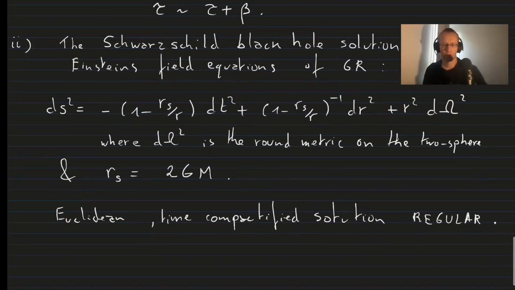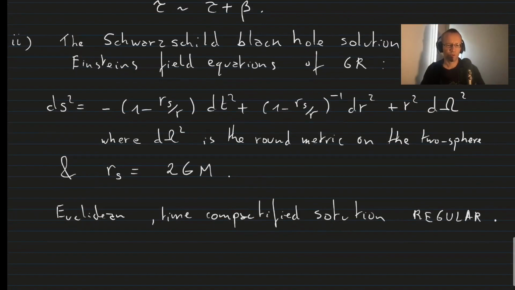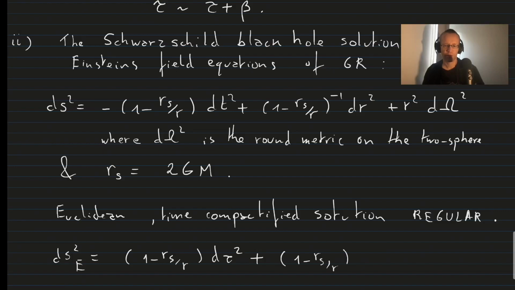So we might have a problem in the Euclidean solution. Let's write it. The Euclidean solution is just where we replace t by minus i tau. So the Euclidean solution just flips the sign of the term proportional to dt squared, because the metric components are independent of time. So the Euclidean solution is this one.